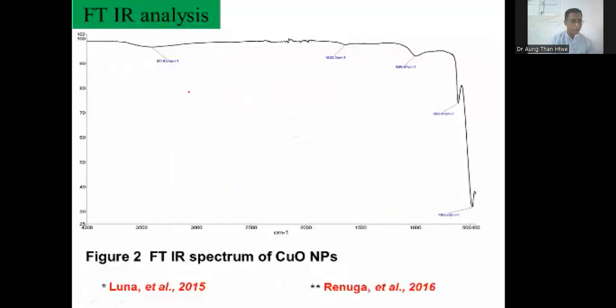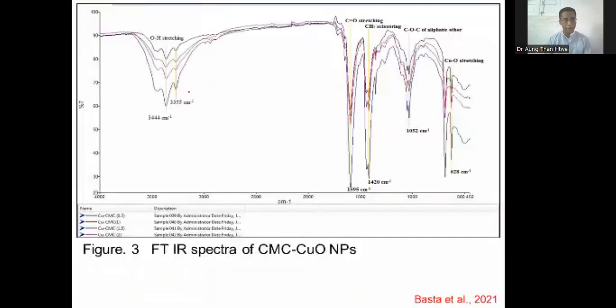Next, the FTIR analysis of CuO nanoparticle. The wavenumber 3414 per centimeter is attributed to O-H stretching vibration, the other one at 1632 per centimeter shows C=O stretching vibration, and finally 608.41 per centimeter is attributed to Cu-O stretching vibration. And the next one shows the FTIR spectra of CMC-CuO nanoparticle.